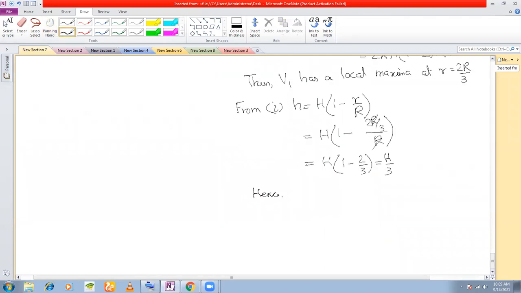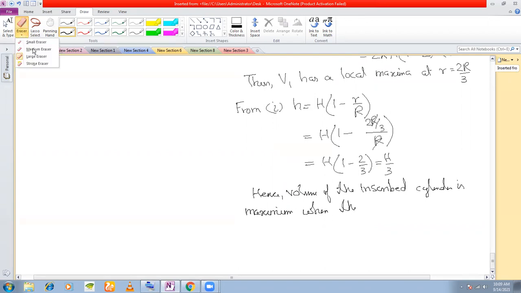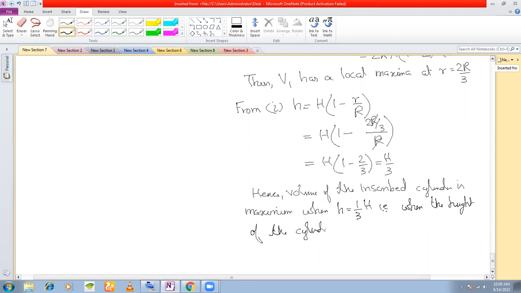Hence, volume of the inscribed cylinder is maximum when small h is equal to 1/3 capital H. That is when the height of the cylinder is 1/3 that of the cone. And that finishes this problem.